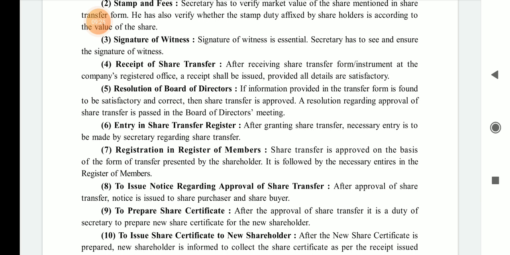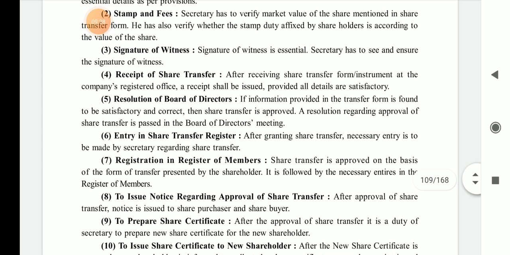To issue the notice regarding the approval of the share transfer. After approval of the share transfer, notice is issued to the share seller and share buyer. See, after the whole procedure is completed, at that time notice should be issued to both the parties, that is the seller and the share buyer, so that the whole procedure is carried out very perfectly and carefully.